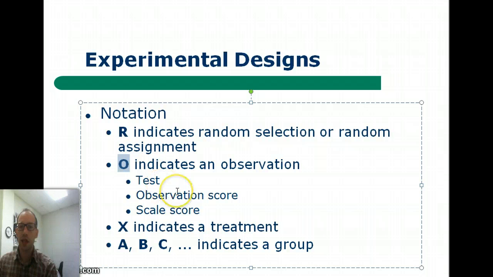O is some kind of observation where you're collecting a piece of data. X is a treatment, so this could be that tutoring, 1 hour of tutoring online kind of thing, or it could be a medical drug. And A, B, or C are the different groups. So each of these is part of your sample.